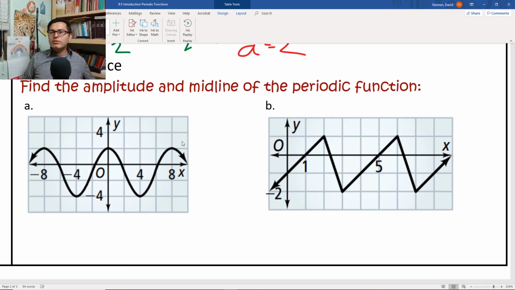So I'm going to give you a moment to yourselves to figure this out. Press that pause button and then press play once you're done. Fantastic job. Now let's see if you guys were right.